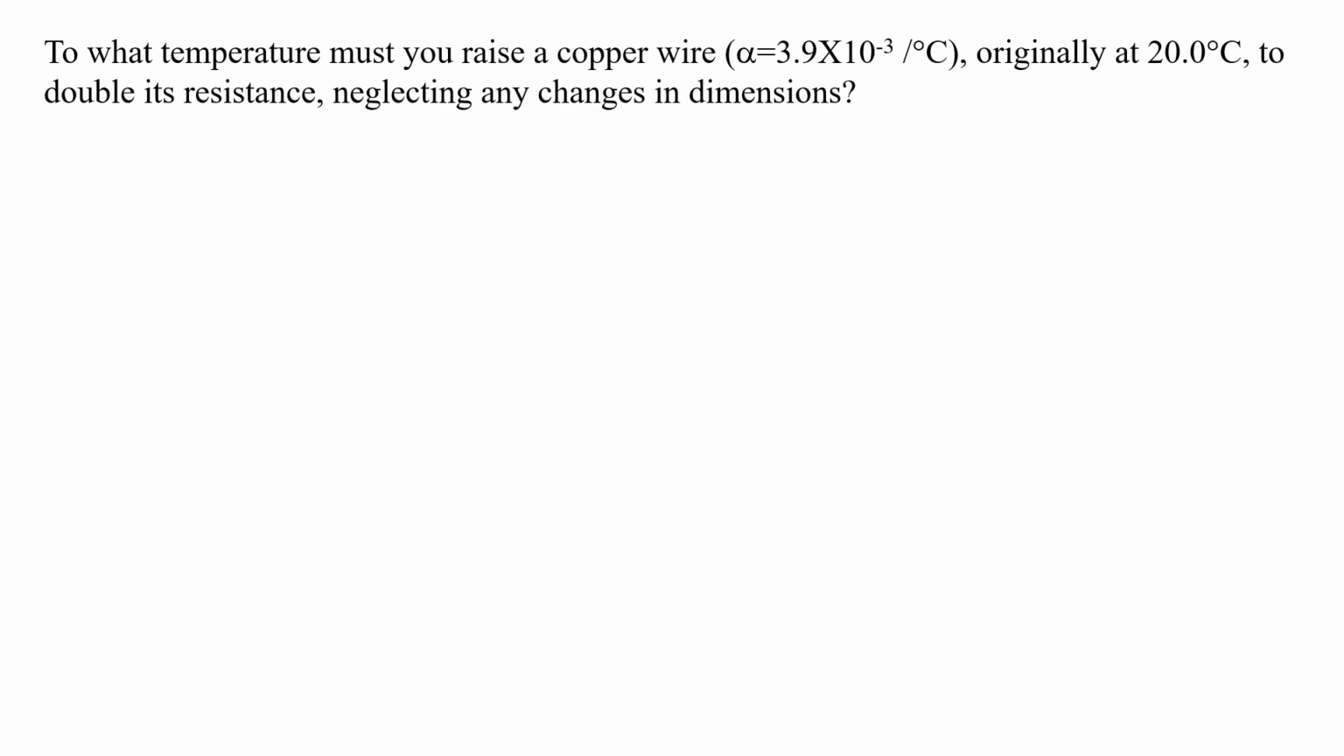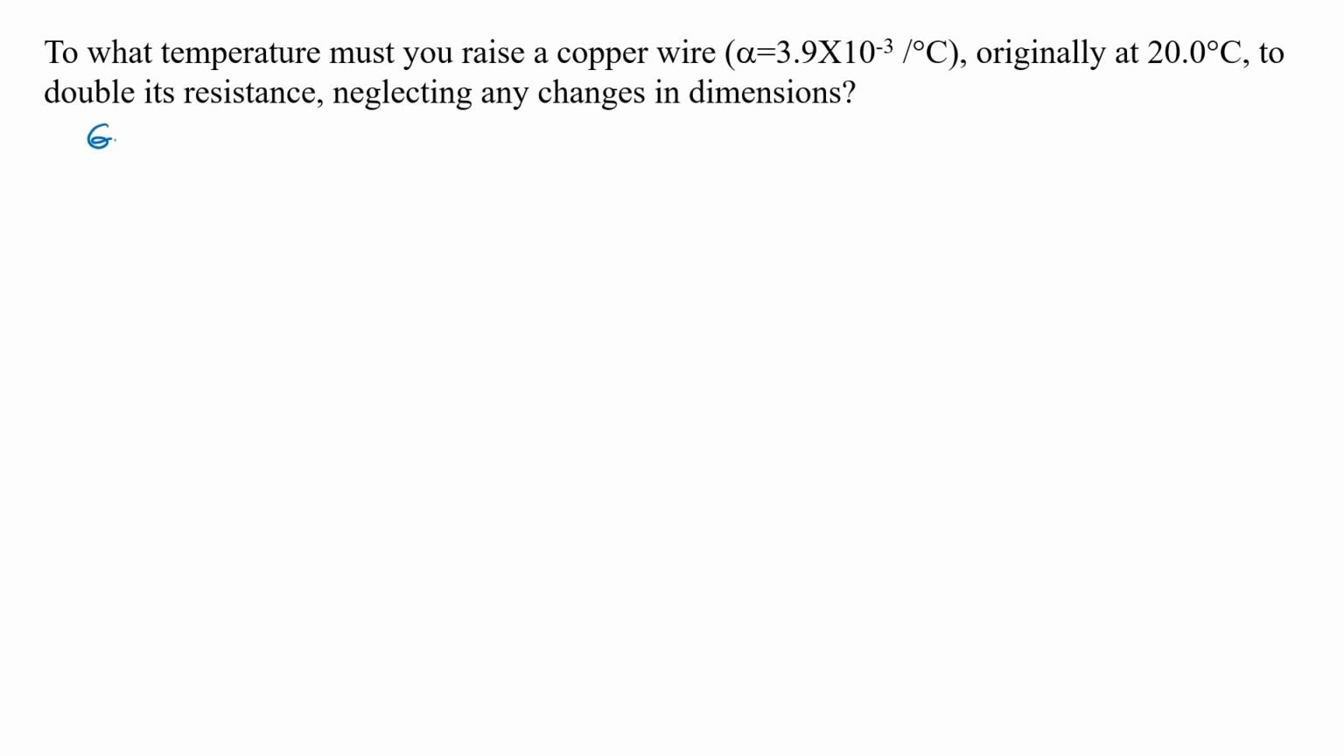What temperature must you raise a copper wire, with a temperature coefficient of resistance of 3.9 times 10 to the minus 3 per degree Celsius, originally at 20.0 degrees Celsius, to double its resistance, neglecting any change in dimensions?